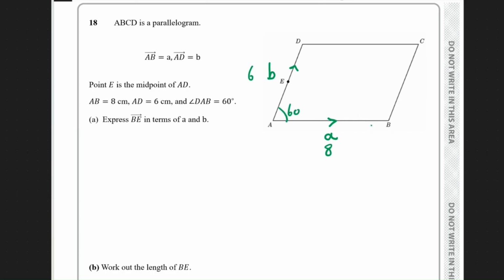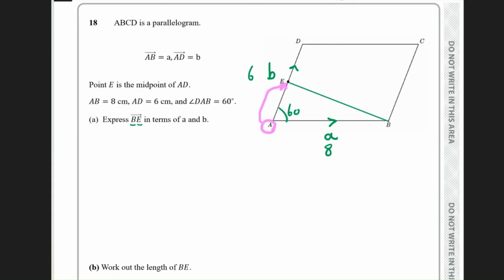Express BE, so we need to write BE here. So after we draw the line of BE, when the question asks BE start with B toward E. So we need to find the path from B to E. So this is the path here from B. In order to go to E, must go to A, then from A to E here.